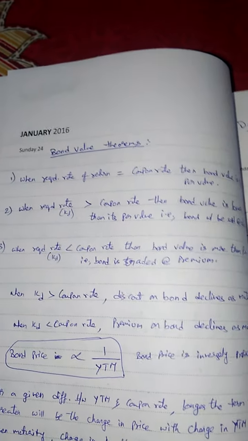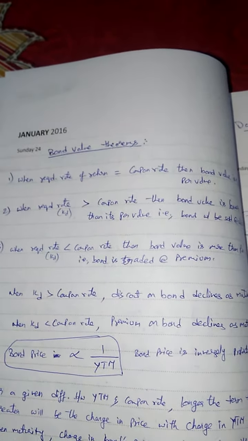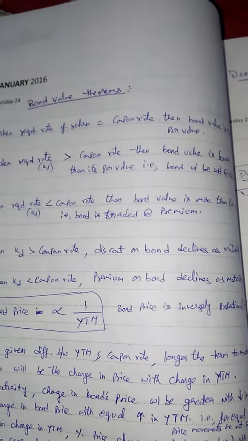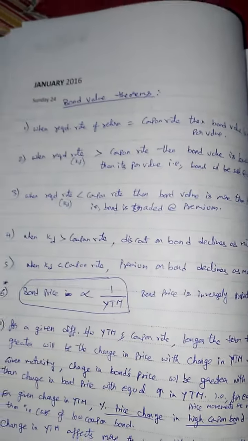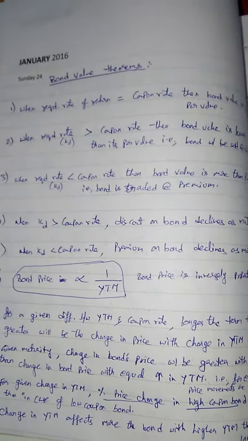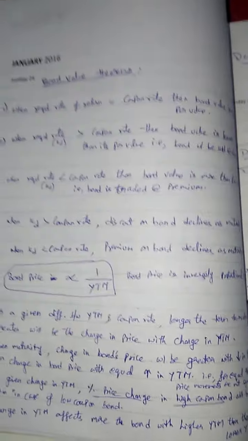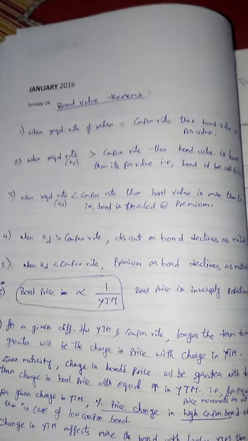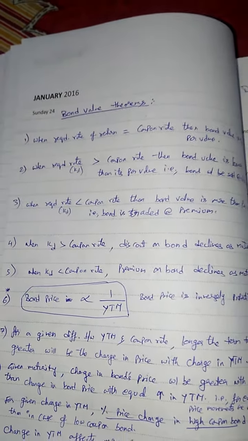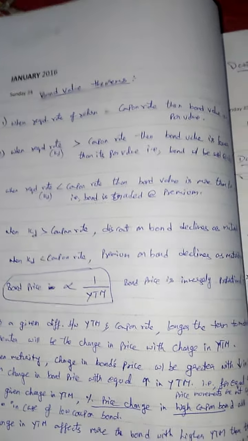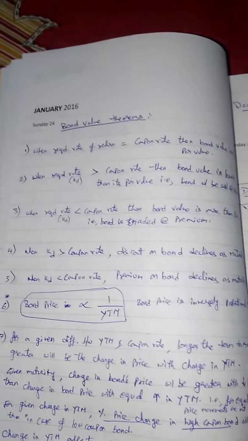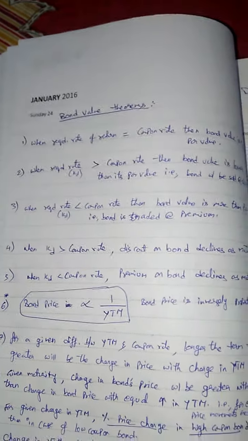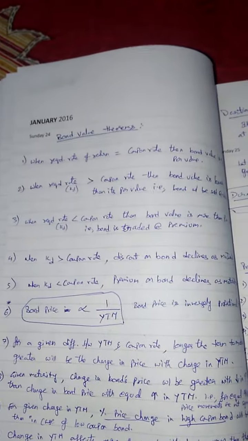Why? Your coupon rate which is being offered on the bond is low compared to the market rate, so no one will be interested in purchasing your bond, so there will be no demand for your bond. Your bond will be sold at lower value than the face value, that is, the bond will be sold at discount. So when required rate or market rate is more than the coupon rate, bond will be sold at discount. Similarly, when required rate is less than the coupon rate, or in reverse, when coupon rate is more than the required rate, then bond will be sold at premium.